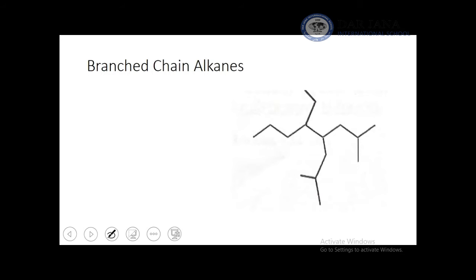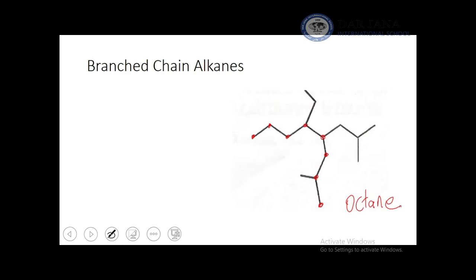Let's see one with the substituents or with alkyl groups. This one, let's name this particular molecule. To name this molecule, you have to follow these rules. The first rule is to find the longest continuous chain of carbon atoms. Here in this molecule, I can see this is the longest continuous chain, which is called the parent chain. The parent chain here contains 8 carbon atoms, so its name is octane.